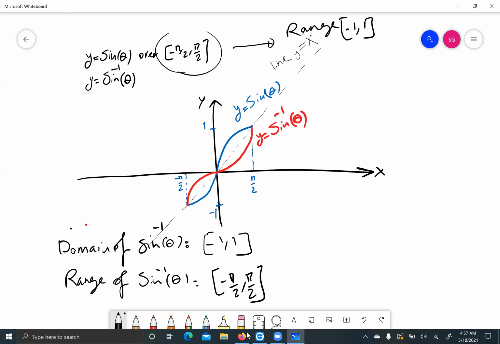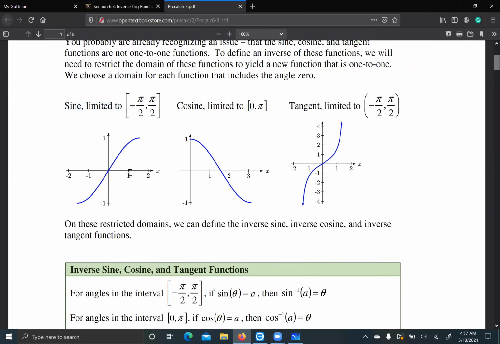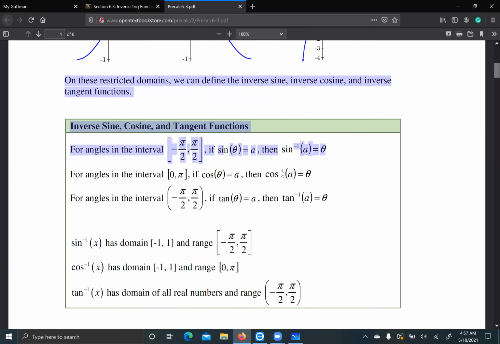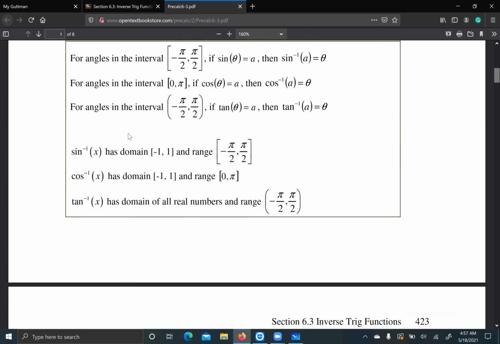So that's about sine. For sine, we define sine inverse. Sine is one-to-one over negative pi over 2 to pi over 2, and over this interval, just switching the input-output values gives you the inverse function. The domain is negative 1 to 1 and the range is this.